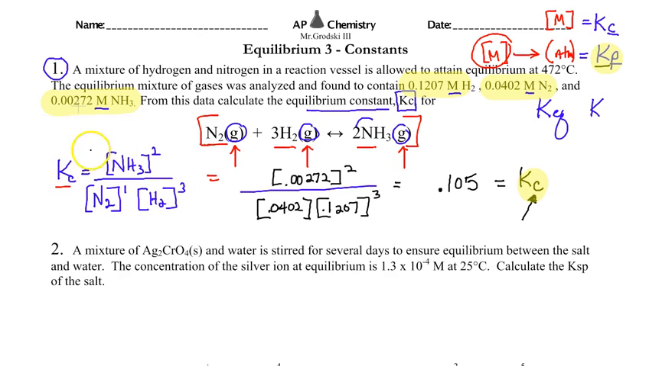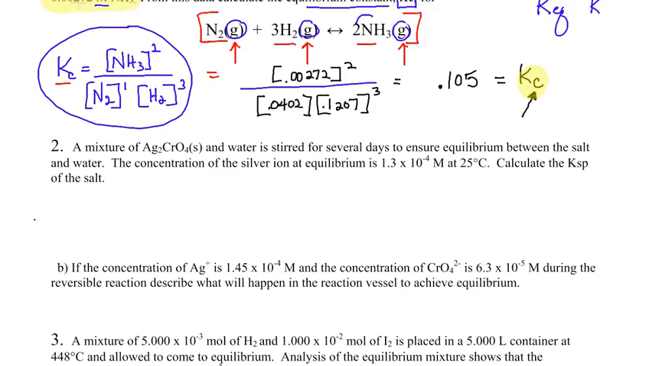And that's a really important skill that you'll be using as we go through these types of equilibrium problems. Okay, so let's continue with another type of equilibrium problem. Now, this is specific for a type of reaction. We're not going to call this KC or KP. Here in these types of reactions, we're going to call them KSPs.